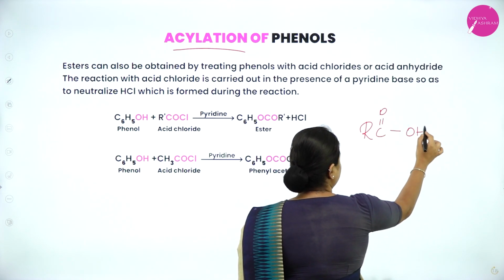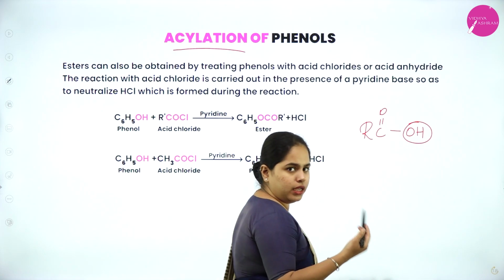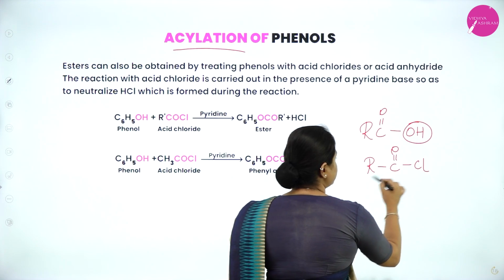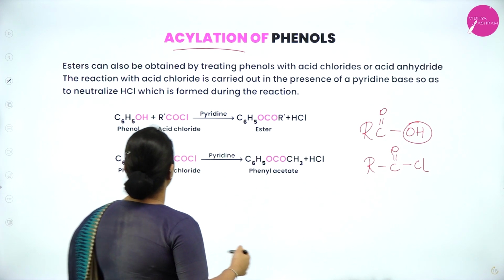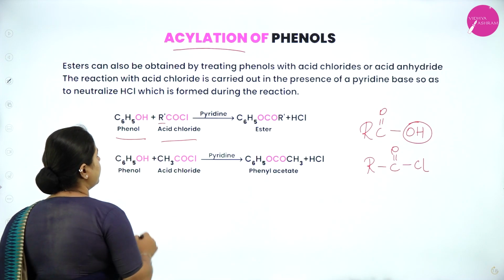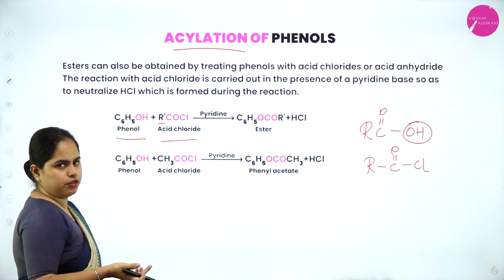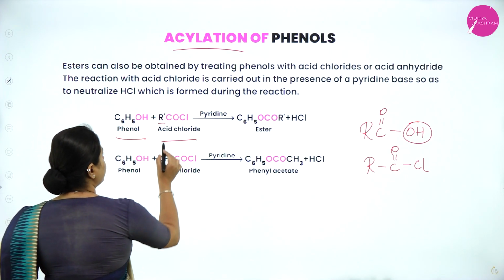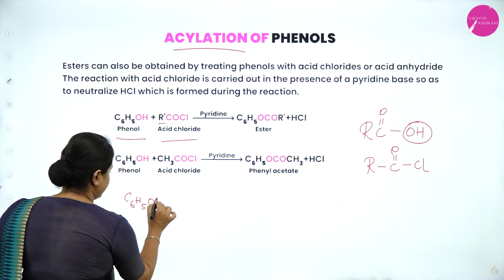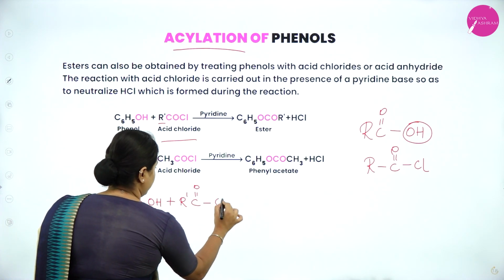RCOOH is your carboxylic acid. So, the hydroxyl group will be replaced by chlorine. So, what you are going to get? RCOCl. So, this is called your acid chloride. Okay. So, this is phenol reacting with acid chloride. It is shown here R dash to mention that this alkyl group and this alkyl group are different. That's it. Okay. So, what you are having? RCOCl. So, C6H5OH and R dash COCl you are having.